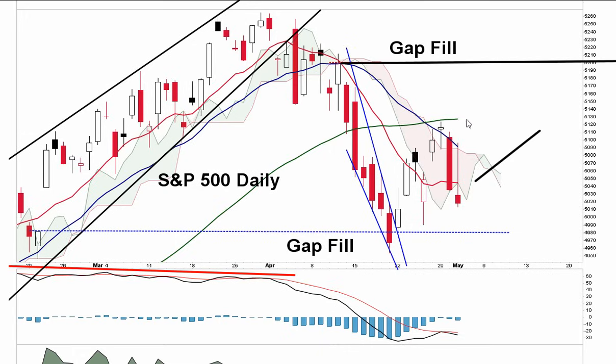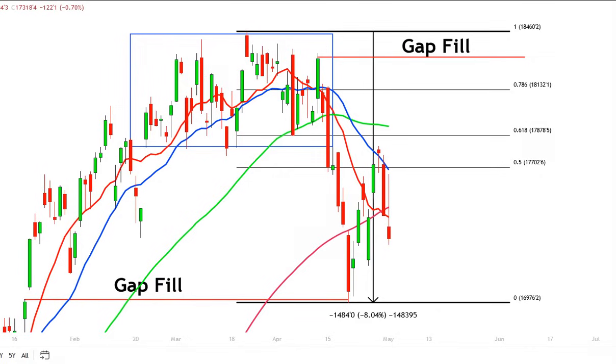So is this a topping tail and we're going to go lower, or is it an inverted hammer at key support? Now, same thing for the NASDAQ. Again, it rallied up to the 20 period, just under the 20 period, got rejection, and it ended up down 122 points, about 0.7% for NASDAQ 100.